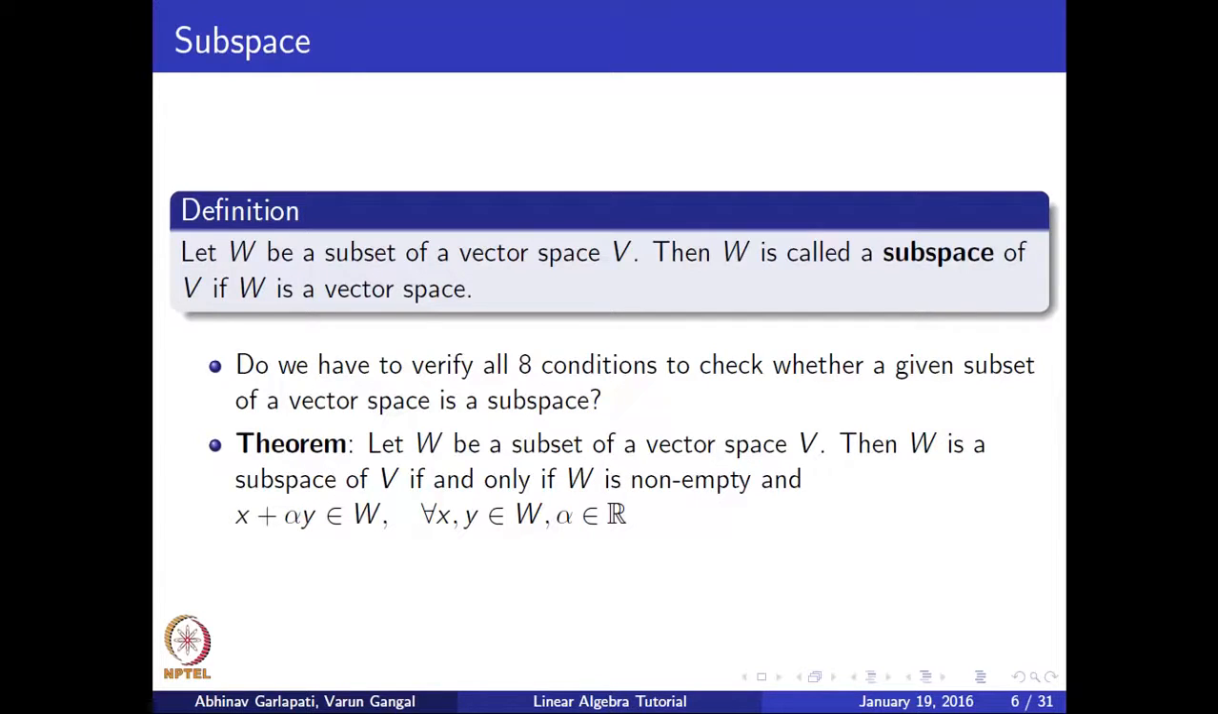Now the question that arises is, do we need to verify all these 8 conditions given that we know that W is already a subset of a vector space? No, it's enough to check just the following 2 conditions. Firstly, that W is non-empty, in other words it has at least a single element. And secondly, that if I pick any 2 elements x and y from this set, and any real number alpha, then x plus alpha y should belong to W.